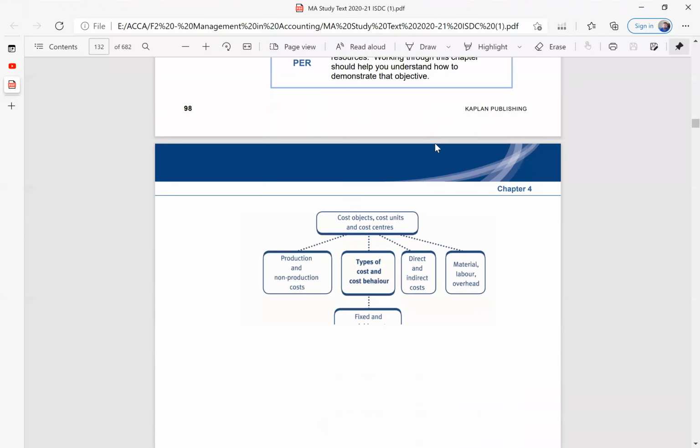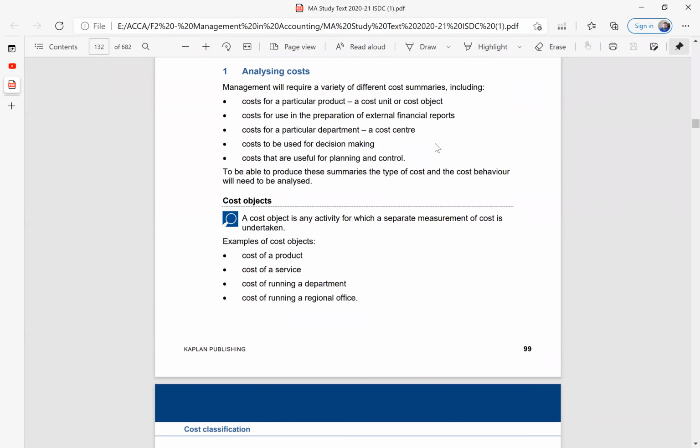So in cost classification, there are some basic terms that we need to understand before we move towards the discussion. The main term that we need to discuss is cost objects.